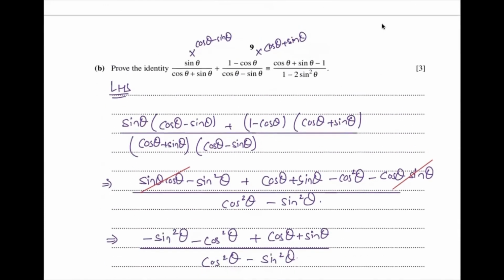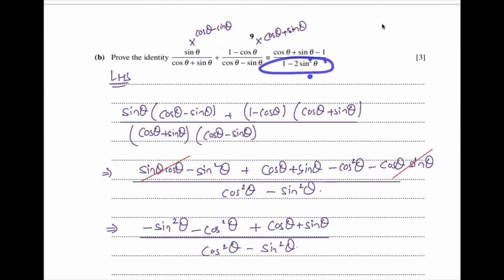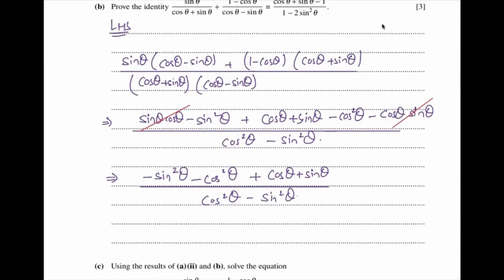Now notice the question. In the question, we don't have any cos square term in the denominator. So cos square term needs to be replaced with 1 minus sine square theta. So instead of writing cos square theta in the denominator, I'm going to write 1 minus sine square theta because the identity was cos square theta plus sine square theta equals 1. So cos square theta can be replaced with 1 minus sine square theta. Now let's simplify this further.